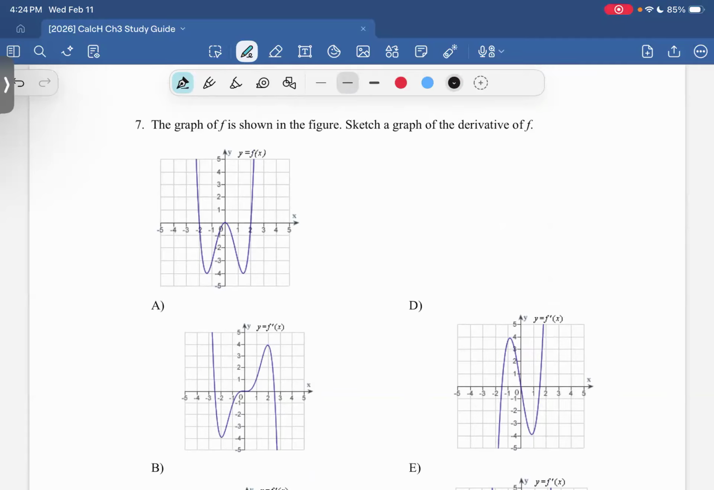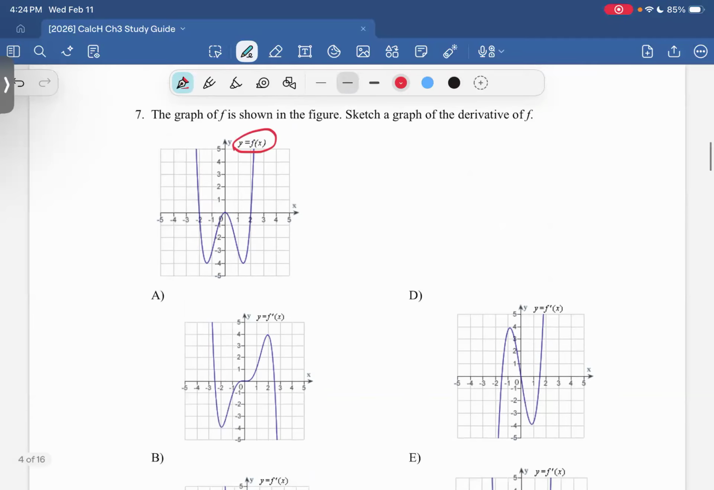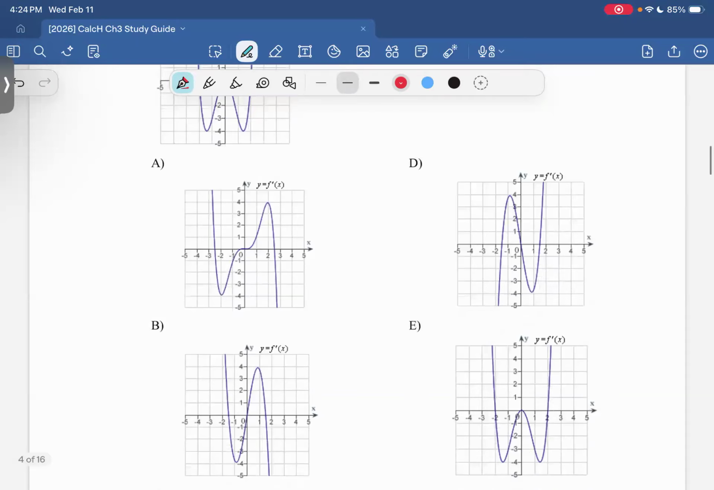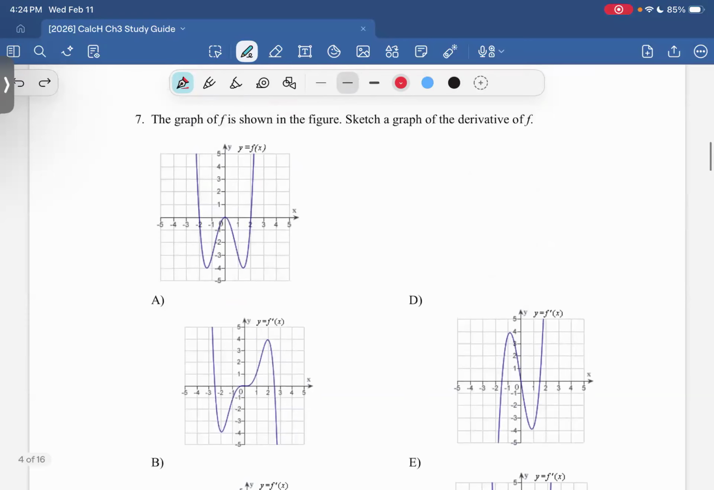Okay, so a good first step is to figure out where the derivative is equal to 0, right? So we're given the graph of the function, and we want to find what the graph of the derivative of that function is. So remember, the function is going to have a derivative of 0 when we have relative maximums and minimums. So we know that these points have to yield a derivative of 0.